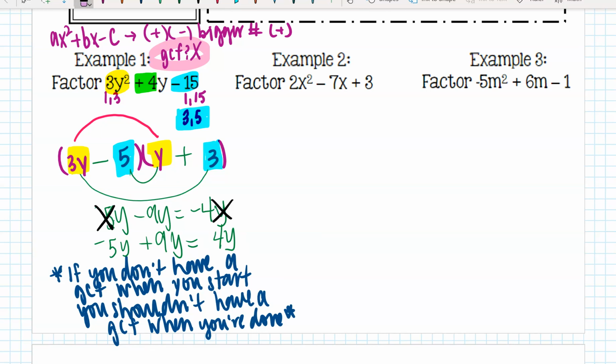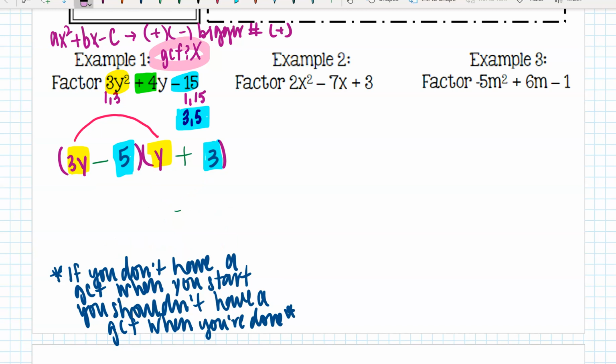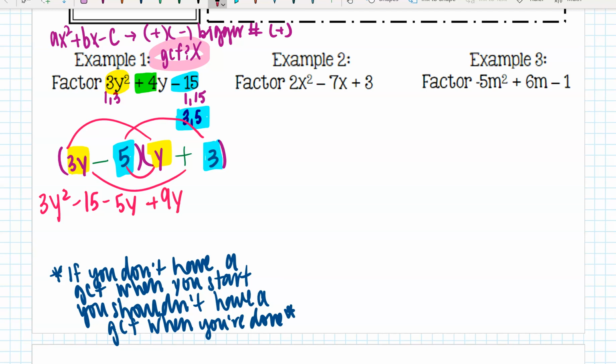I'm just telling you that's where our bigger number comes from. So now, when I go to check my trinomial, I'm going to erase some of this work so I have room. Okay, I know that my first term, 3y times y, gives me 3y squared. I know negative 5 times positive 3 gives me my minus 15. Negative 5 times y is negative 5y. 3y times 3 is 9y. These are the like terms that I have. So 3y squared plus 4y minus 15.